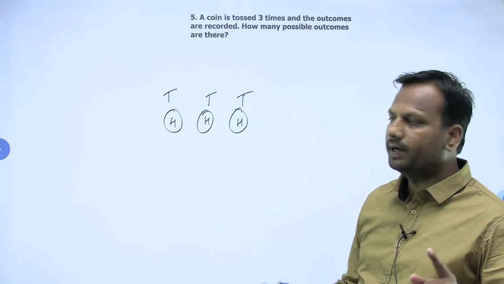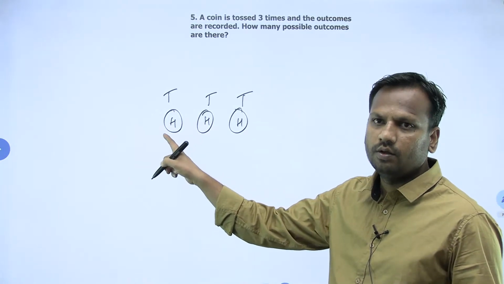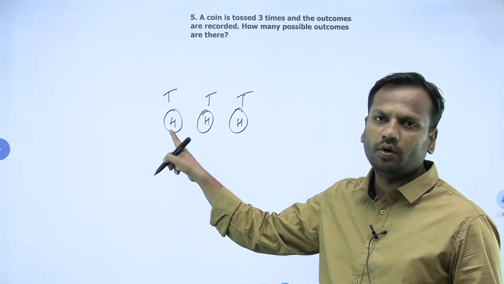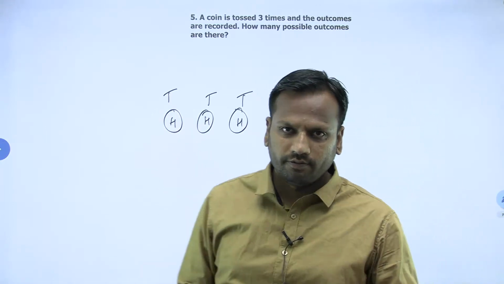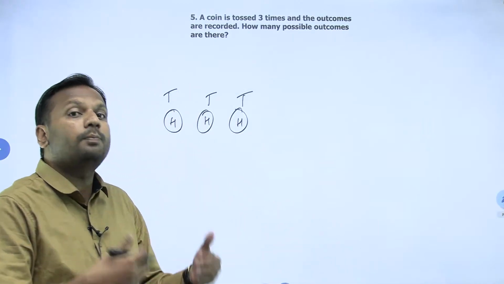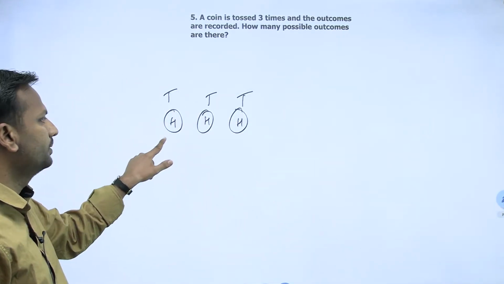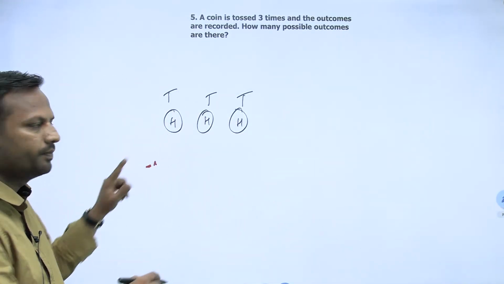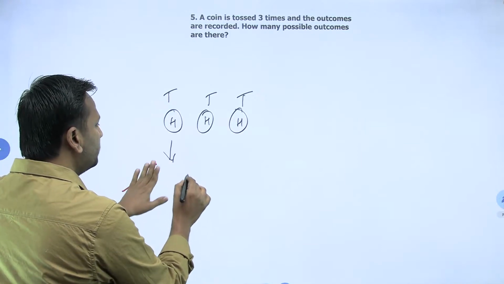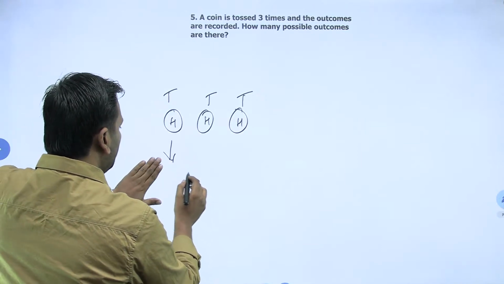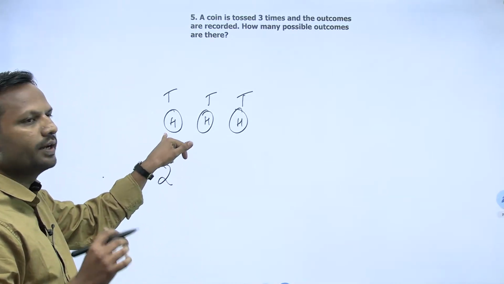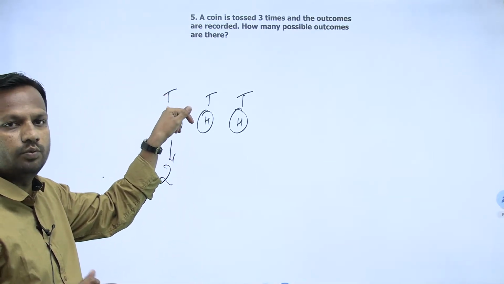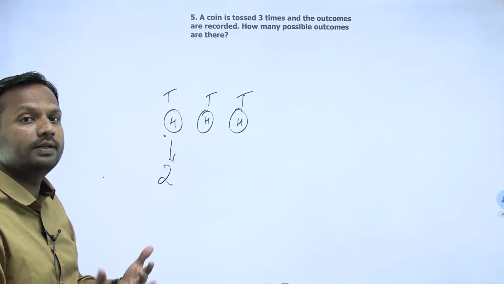Got it now? You'll be getting only one here, either head or tail, when you toss a coin the first time, right? But total possibilities are how many? 2 possibilities. When you toss a coin the first time, in how many ways can you get the outcomes? In 2 ways. Either you can get the head or you can get the tail. Only one you are getting, but total possibilities are how many?